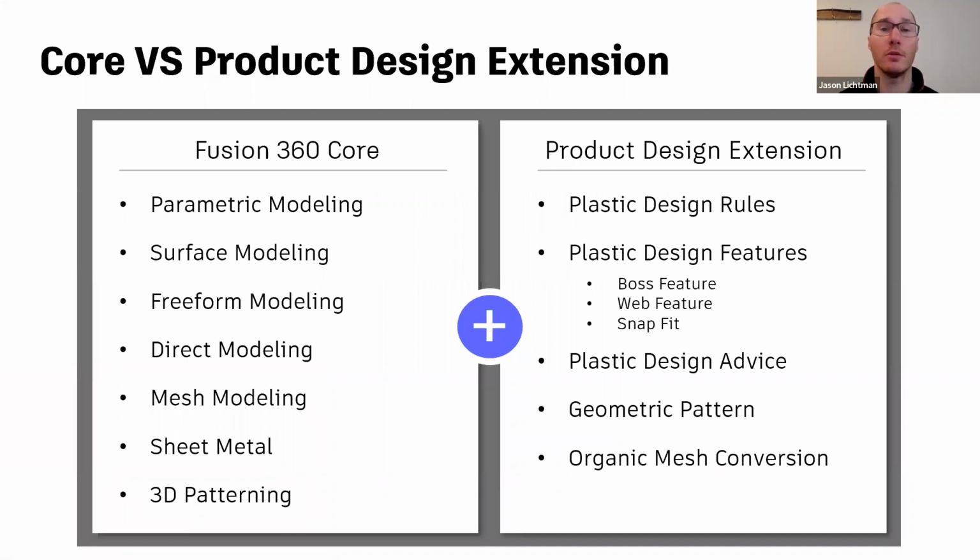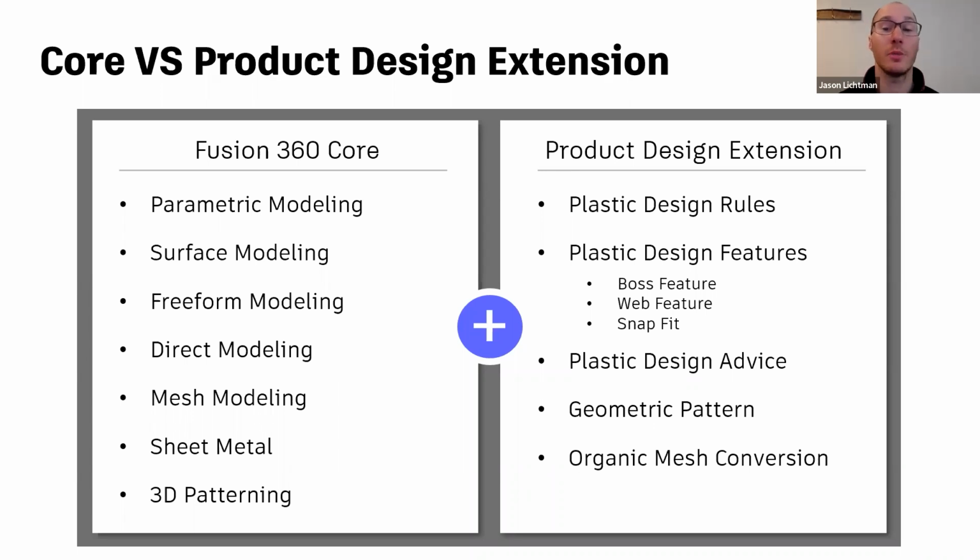So core product includes parametric modeling, surface modeling, freeform modeling, mesh modeling, I missed direct modeling, of course, sheet metal modeling, and more. But with the product design extension, you also have access to those plastic design rules, the plastic design specific features like boss, web, and snap fit, and the plastic design advice I mentioned a moment ago that helps you understand if you've already followed those rules correctly.